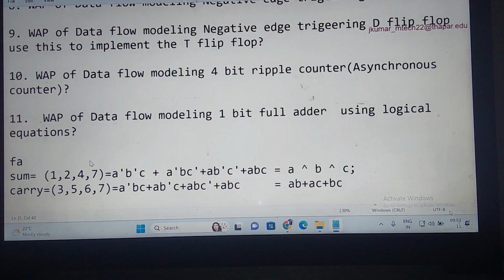So I need to build a full adder using data flow modeling. Data flow modeling is replacing the gates with a higher level of abstraction, where we write in terms of Boolean equations. Can you write a program for this quickly? How to write the program?